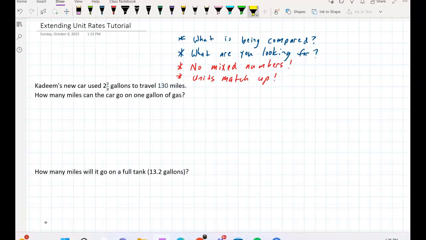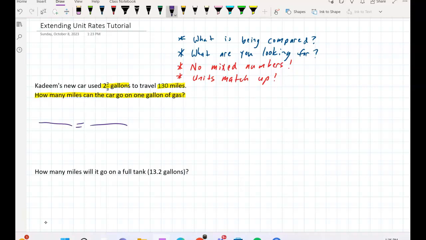So we know that the car uses 2 2/3 gallons of gas, and it'll go 130 miles on that amount. How many miles can the car go on 1 gallon? Now remember, if I write it down or I highlight it, you need to write it in your notes as neatly and completely as you can. So let's set up our blank proportion, because that's how we solve unit rate things here.